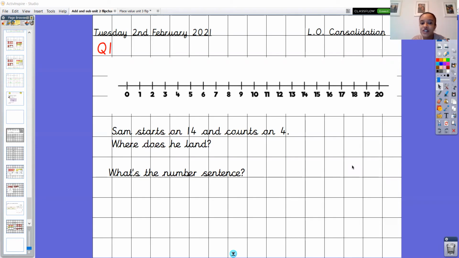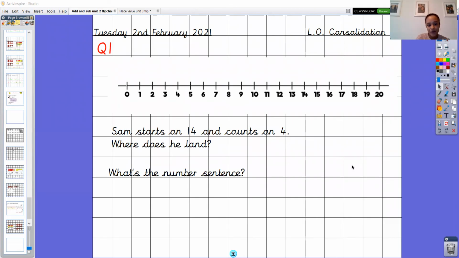So all the questions that we're going to do today are things that we've learned over the last couple of weeks. So I'm just going to talk you through each question, but I'm not going to answer it with you. I want you to have a go today at just answering these questions and seeing how you get on, okay? So it's about remembering what we've done for the last couple of weeks, okay?